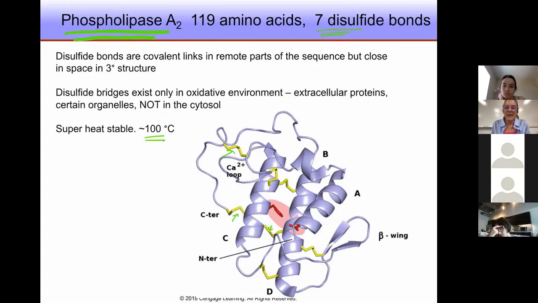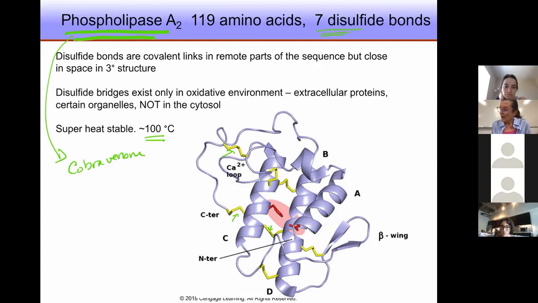Think about putting an egg in boiling water, right? The egg white becomes solid. That's the protein unfolding, the lactalbumin in the egg white. That's what causes it to go solid. But phospholipase A2 would actually be just fine because it's got its 7 disulfide bonds. The one I studied came from the Indian cobra venom. Its job was to poke holes in cell membranes so the toxins could get in to its victims.